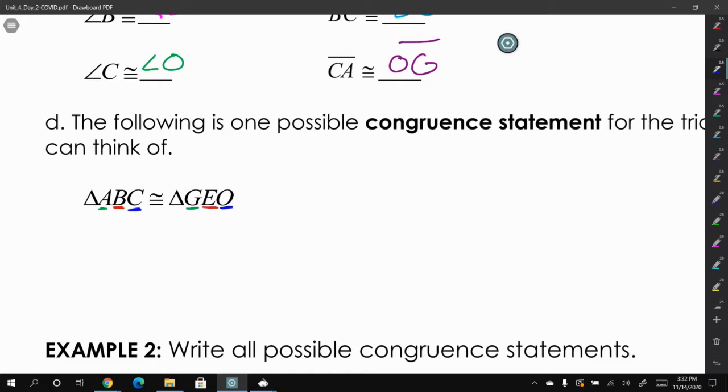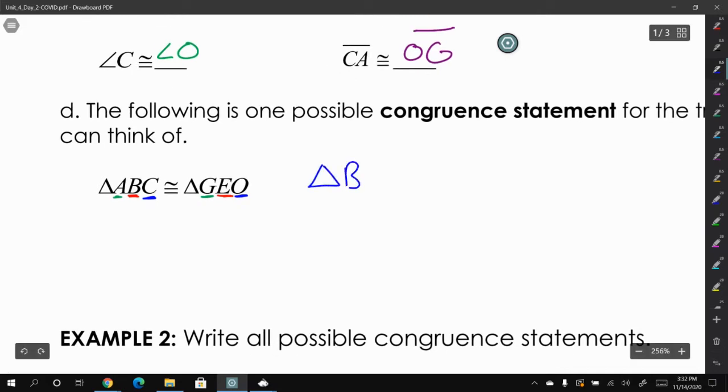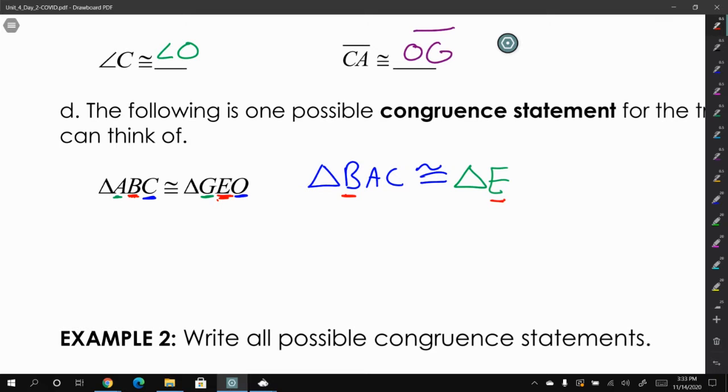But we can also write this in a different way. Who says we have to start at A? We could start at B. So another way to write this congruent statement would be triangle BAC. But when we write the second triangle, we have to go back and make sure the corresponding parts match. So if B was first, and I underline that with red, that means E must be first in my second statement, because they both were underlined in red in my previous statement here. B and E go together, so they must be in the same location.